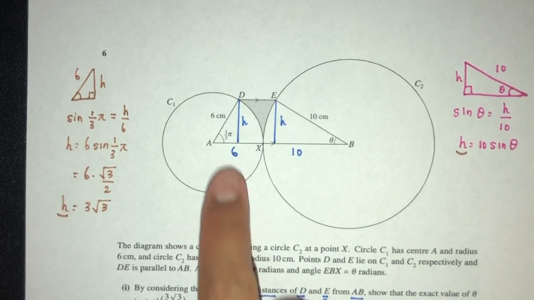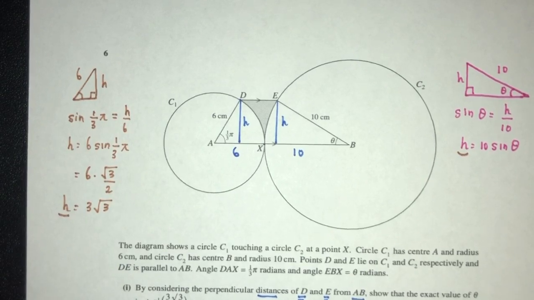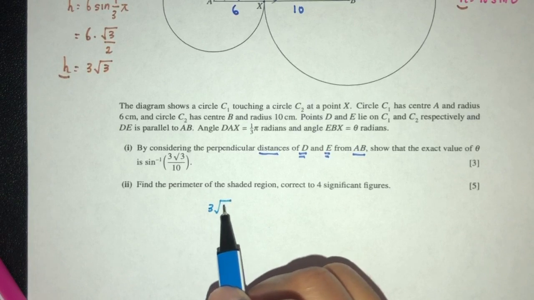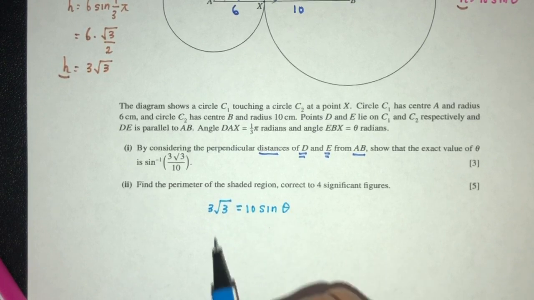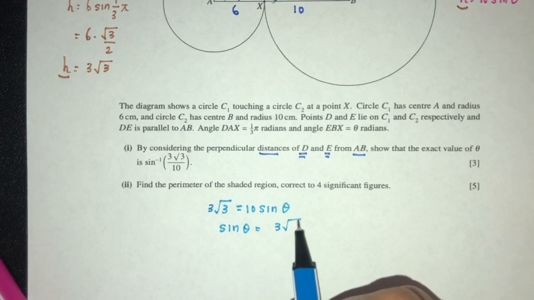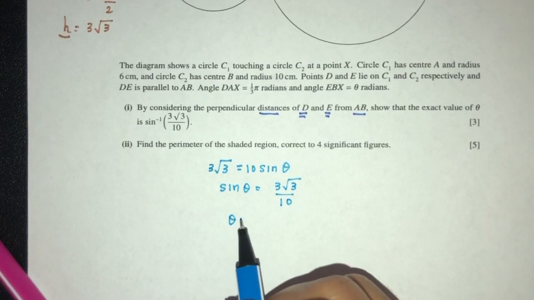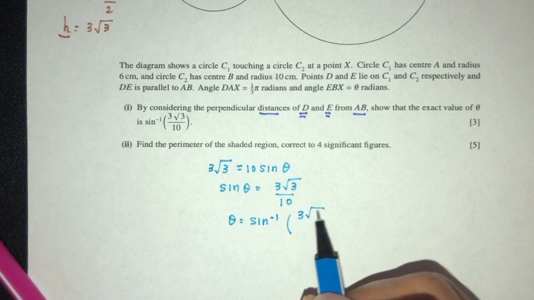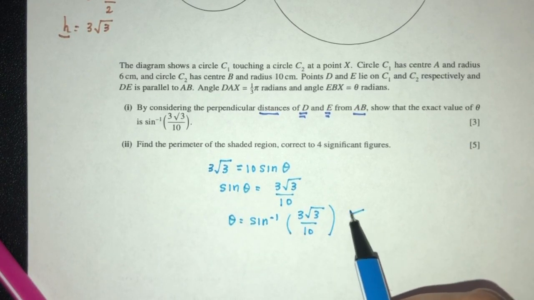Okay, great. So now we have this value of h and we have this value of h. Now we can see these two h are the same, so we can equate them to each other. Obviously h is h. On one side, 3√3 must equal 10 sine theta, which means sine theta has to be 3√3 divided by 10. So from this, theta will have to be sine inverse of this over this. This is shown as required.